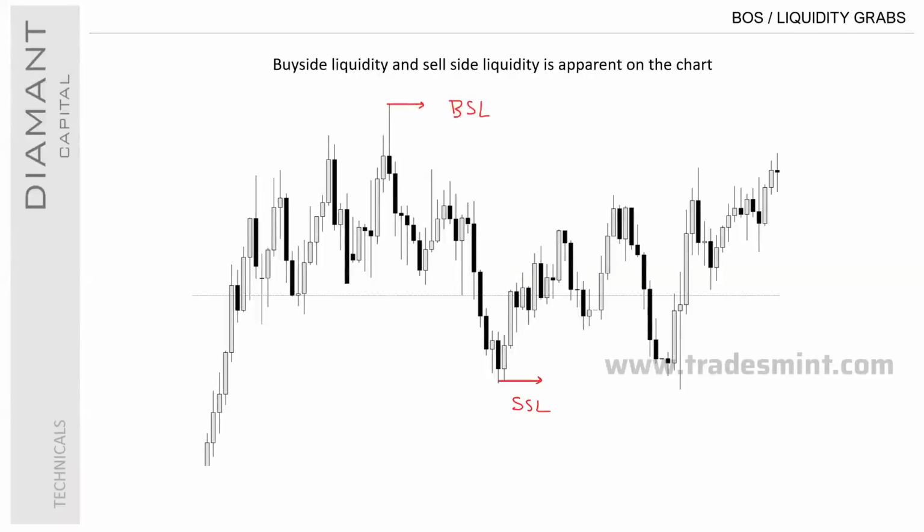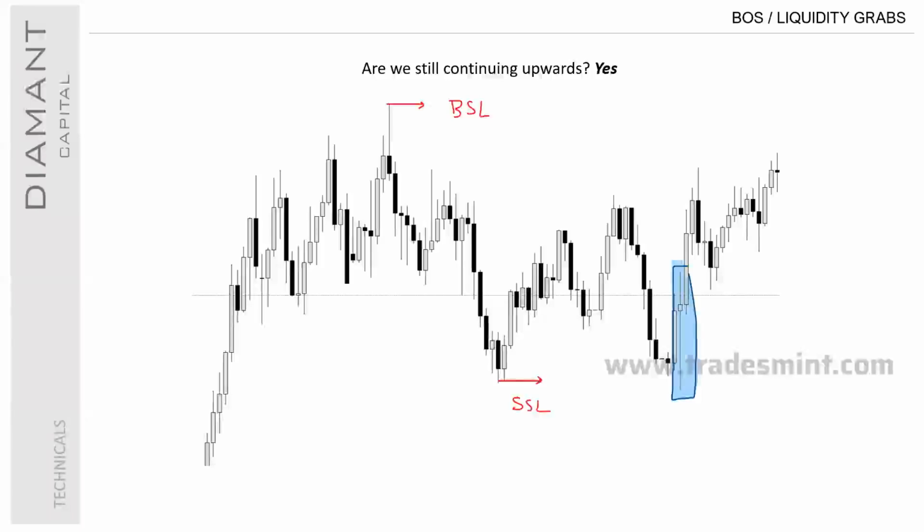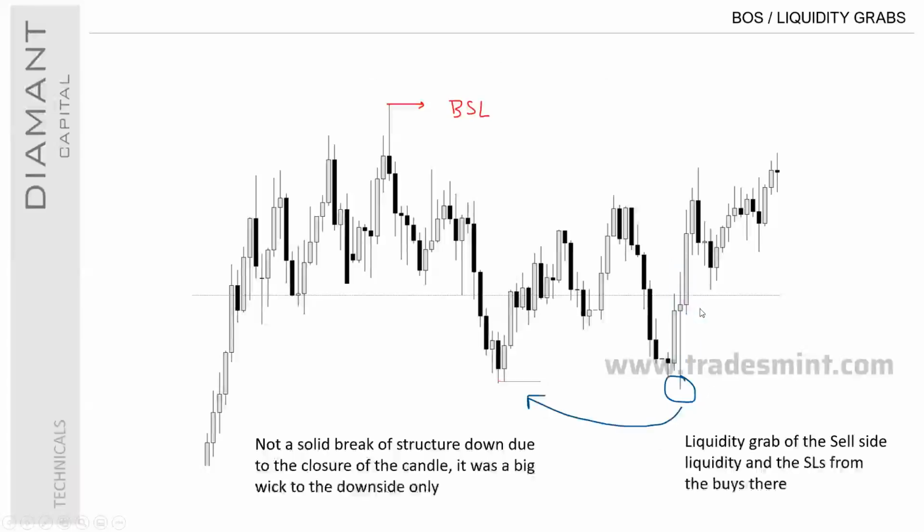Right. So first of all, identify liquidity. The two main types that we've got right now are buy side liquidity and sell side liquidity. We've got buy side right at the top, and then of course the bottom of the range as well. Now, are we continuing upwards? Yes. The reason for that is we've got to understand the relation to both of these types of liquidities. Especially in this market, because we're bullish, we're going to be seeing the impact on the sell side liquidity. So let's take a look at this candle right here.